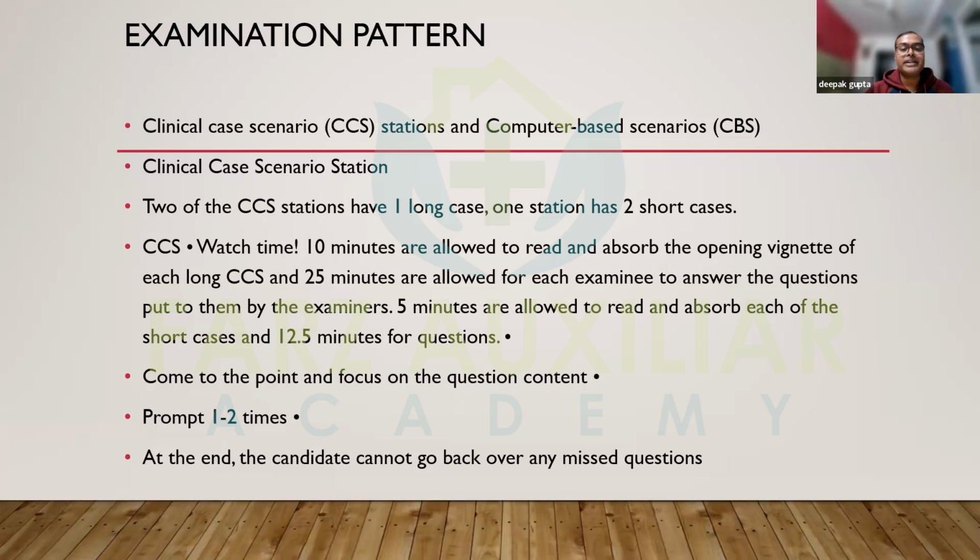They have told us to come to the point and focus on the question content. Don't go haywire. If you know the answer, tell it, or just move on, or you will lose your time. One or two prompts can be given to the candidate. If you are not answering, the examiner can prompt you once. If you answer wrong also, the examiner will prompt you in a way that doesn't reveal the answer, for example saying, anything more you are thinking, anything else you can think of for this question. That means you are on the wrong side, and you have got a chance to correct yourself.